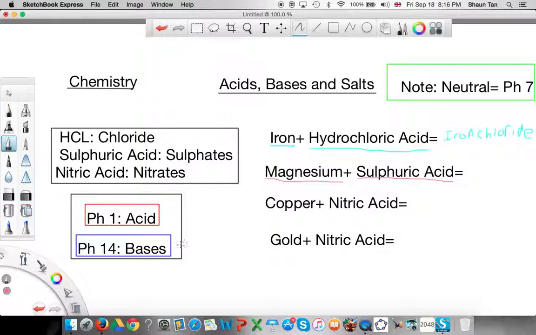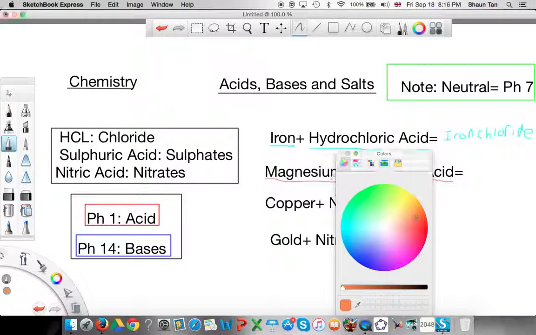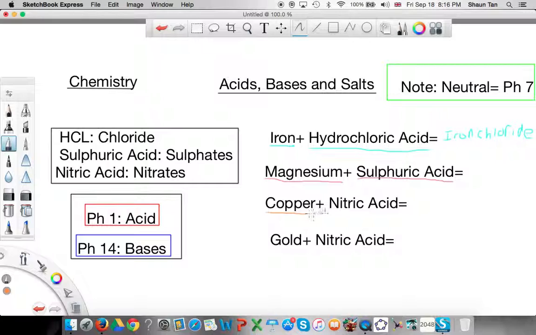Next question: copper and nitric acid. In this case, we look at the metal, which is copper, and nitric acid. You might think that because copper is in the reactivity series near silver, and nitric acid gives nitrates, it will react. No, you'll be wrong, because copper does not react with nitric acid. So it's no reaction.